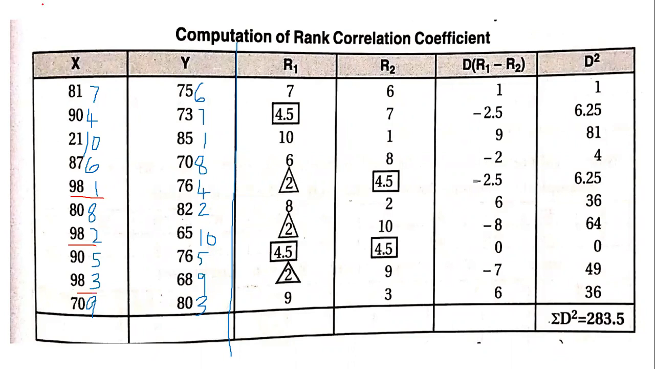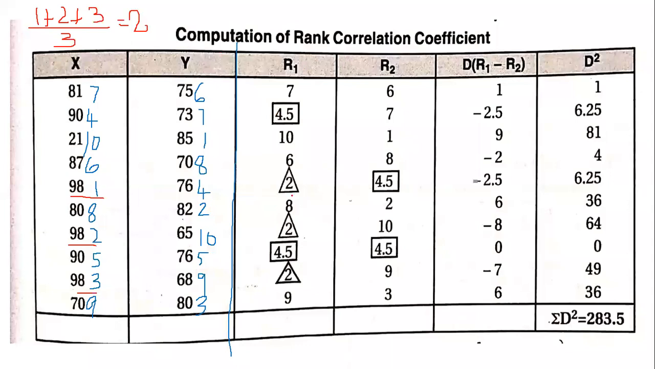So that will be rank 1 plus rank 2 plus rank 3. How many times is it repeated? 3 times. So divided by 3. Now can you calculate and tell me what the answer will be? 1 plus 2 plus 3 is 6. 6 by 3 is 2. So the average of the ranks is 2.